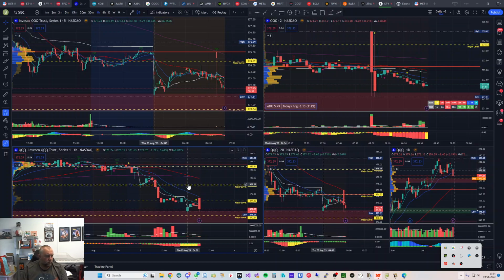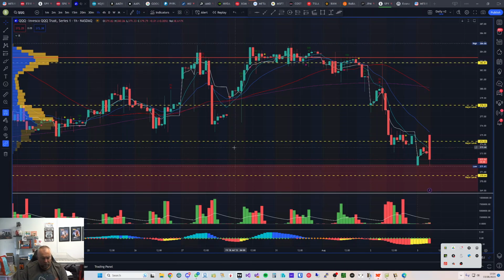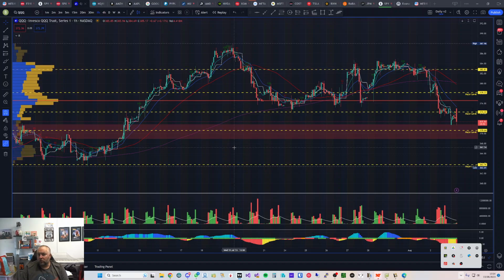Quick look at QQQ. Obviously, I'm keeping an eye on my trade as well, because there must have been some news that dropped a few minutes ago, because we saw it push up quite a bit, but it's pulled right back down now, so it's still doing very well.